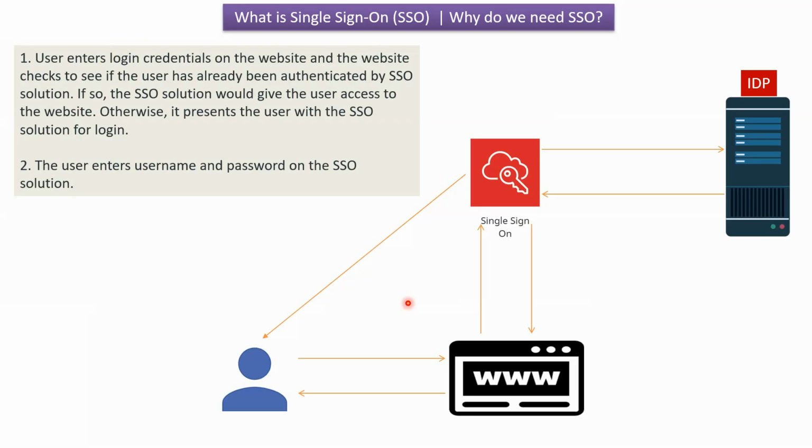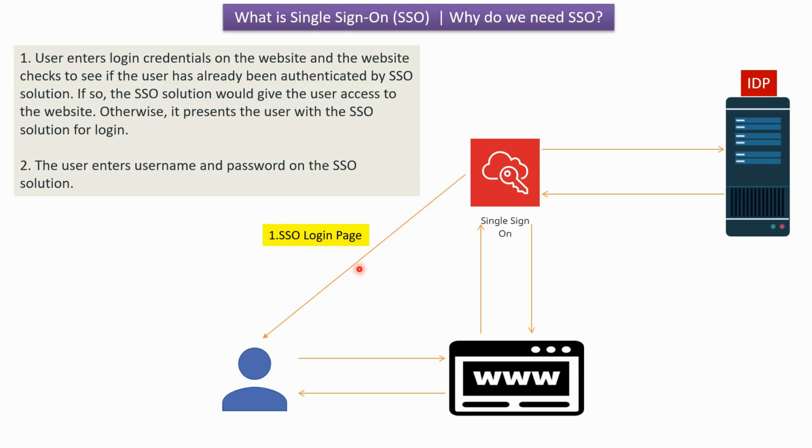Here we will see the SSO authentication flow step by step. Step 1 is the user enters login credentials on the website, and the website checks if the user has already been authenticated by the SSO solution. If so, the SSO solution would give the user access to the website. Otherwise, it presents the user with the SSO solution for login.